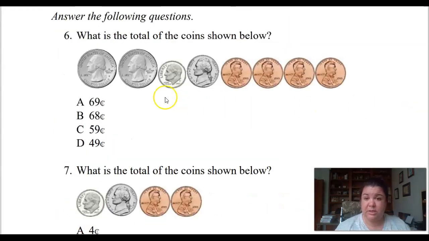All right. Let's look at this. What is the total of the coins shown below? So figure this out and decide, is it A, B, C, or D? Pause the video while you figure this out.